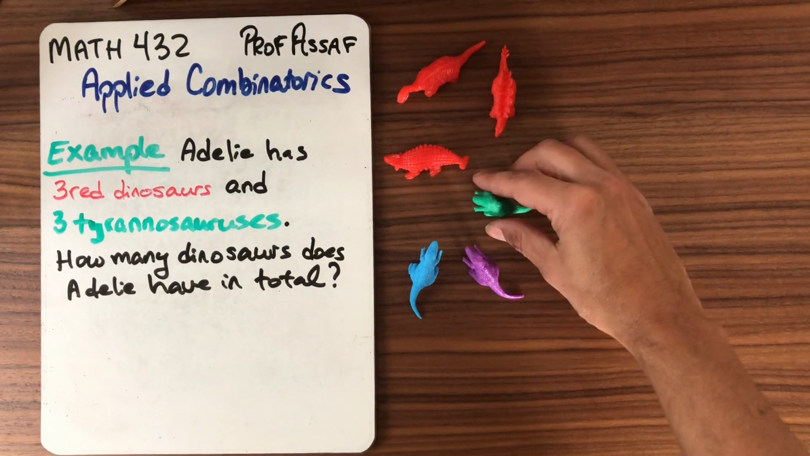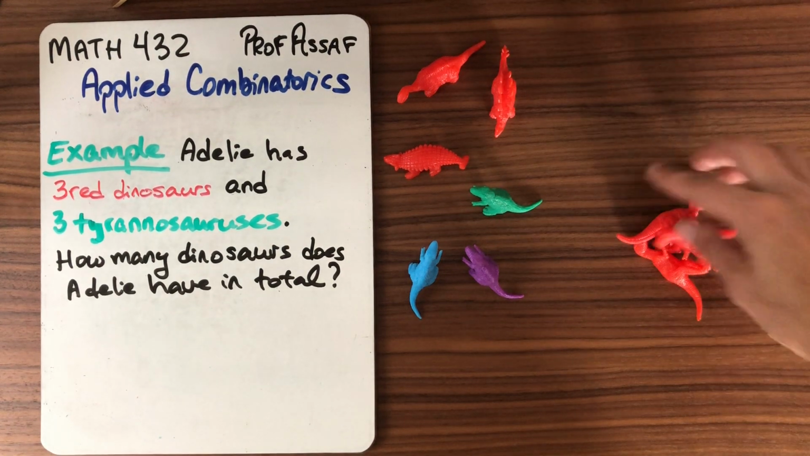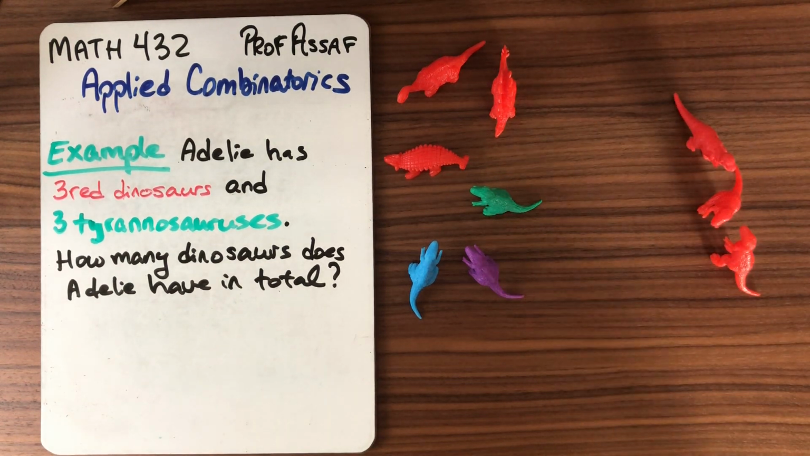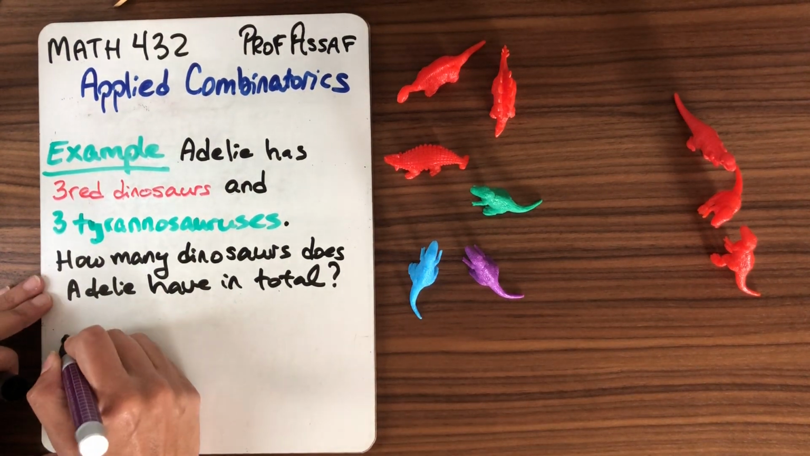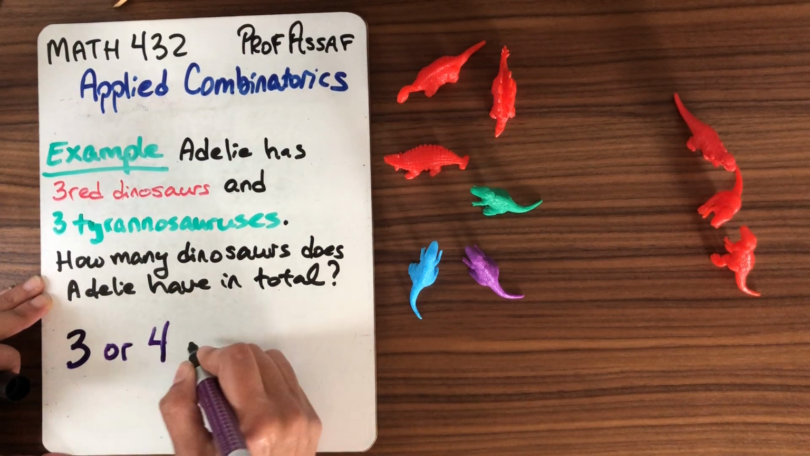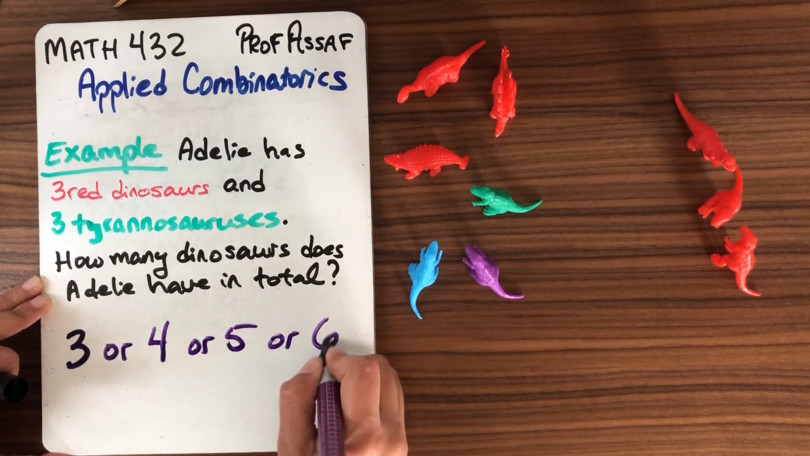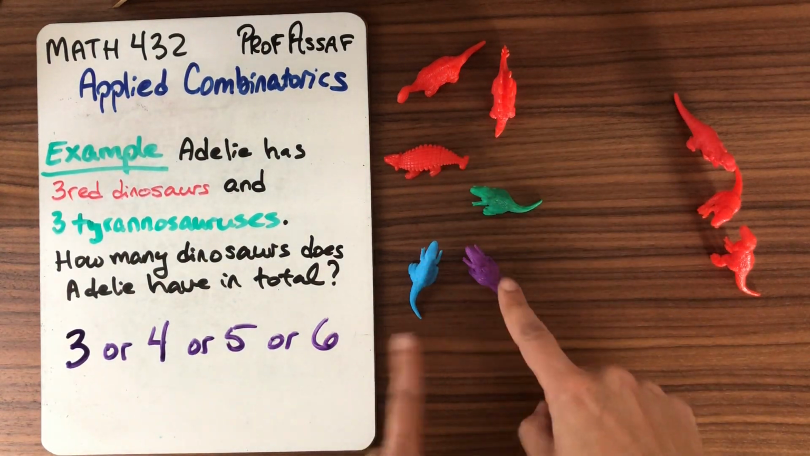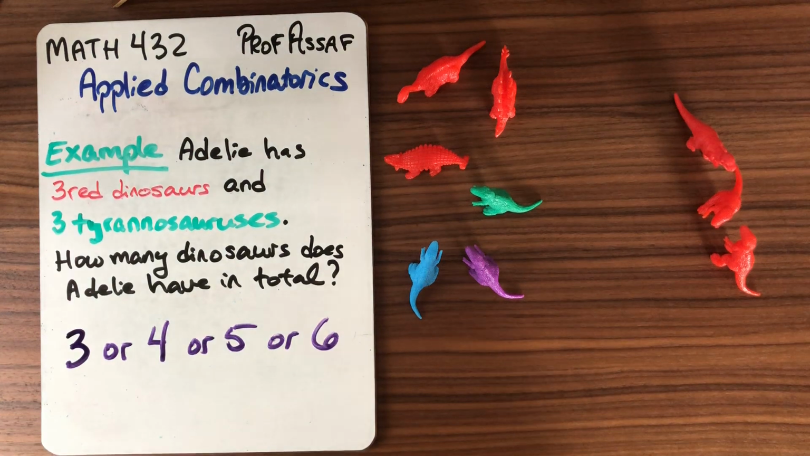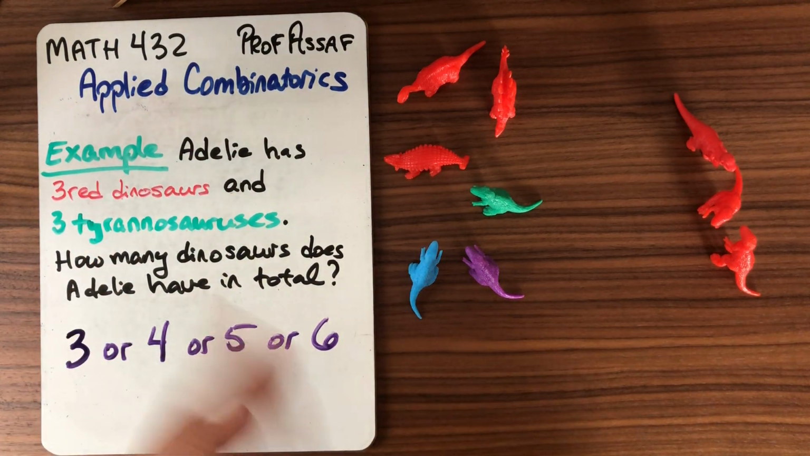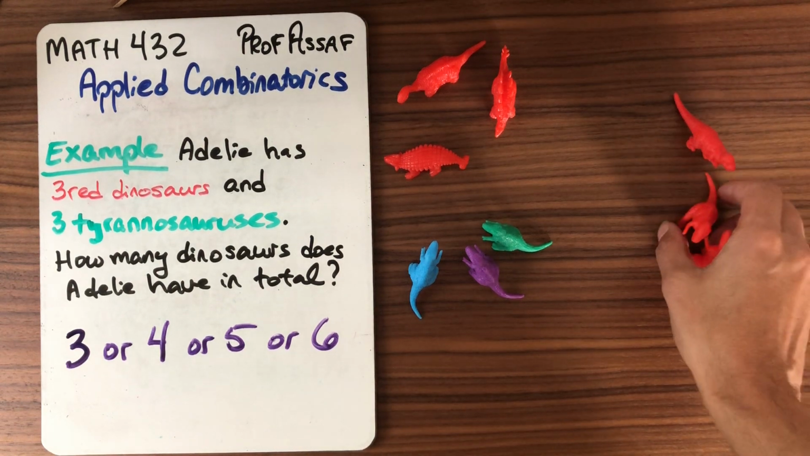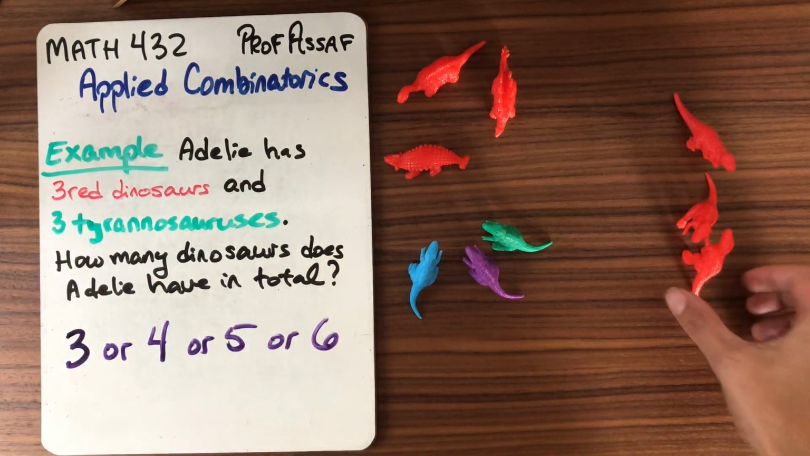But actually that's not the case, because Adelie could have these 3 dinosaurs. So she could just have 3. So what's the answer to the question? Well, you don't know. She could have 3, or 4, or 5, or 6. If she doesn't have any red Tyrannosaurus Rexes, then she's got 6 dinosaurs, because these 2 sets, the red dinosaurs and the T-Rexes, are disjoint. On the other hand, at the other extreme, if all of her dinosaurs are red T-Rexes, then she's only got 3.